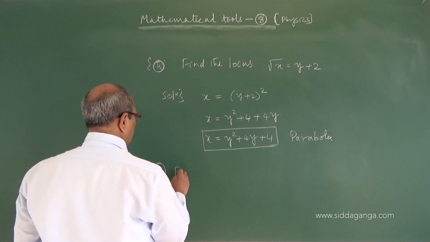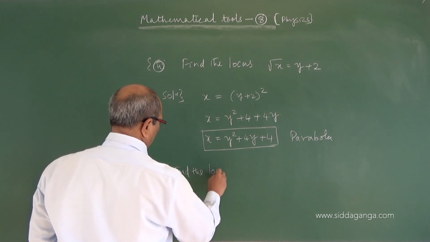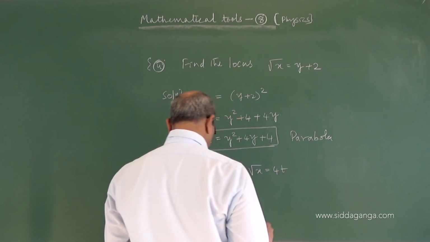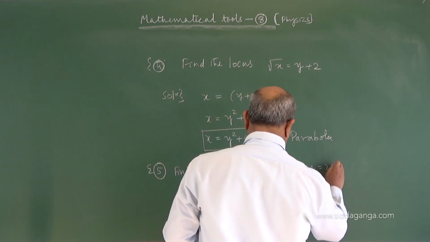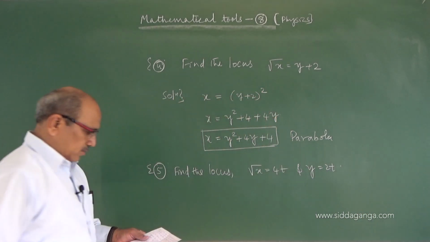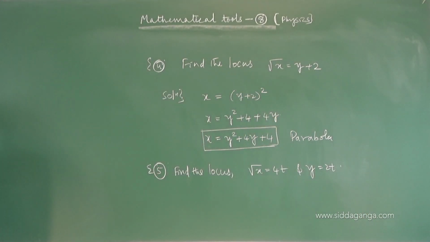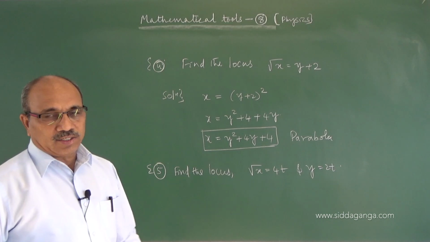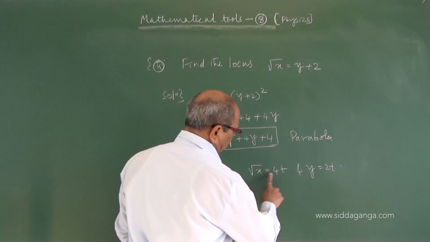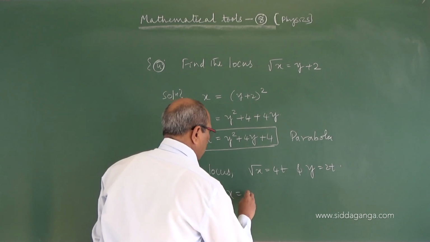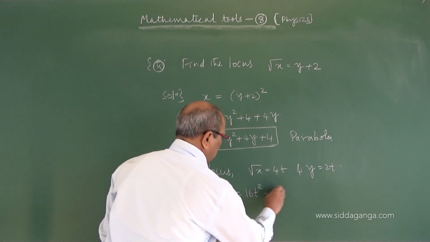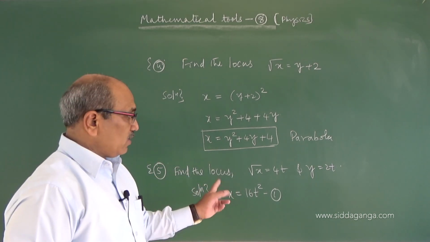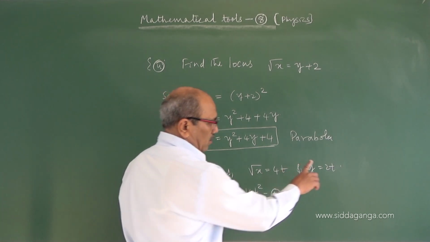Find again the locus. Root x is equal to 4t and y is equal to 2t. A similar equation you can think of, and what the type of curve is. Locus means you have to trace the curve. Again I am saying this, if you square, x is equal to 16t square you get in the solution part. t has to be removed because x and y are the variables. We have to remove t.